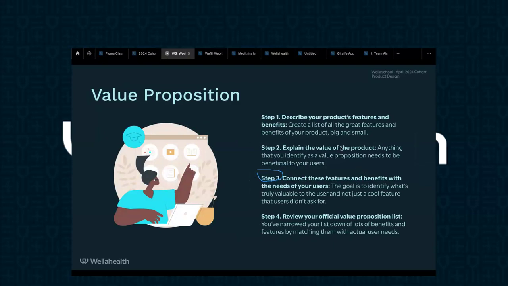So first, you have to describe the product features and benefits. So create a list of great features and benefits of the product, big and small, right? Then you have to explain the value of the product. So anything that you identify as a value proposition needs to be beneficial to your users. Then you have to connect those features and benefits with the needs of your users. So the goal here is to identify what's truly valuable to the user and what's just a cool feature that the users didn't ask for, right?